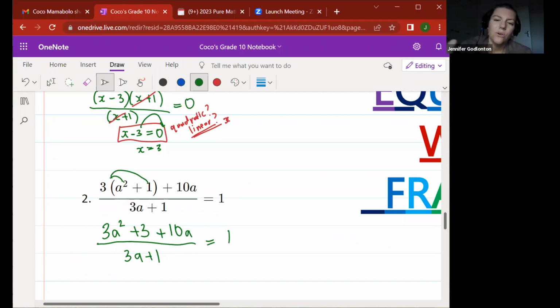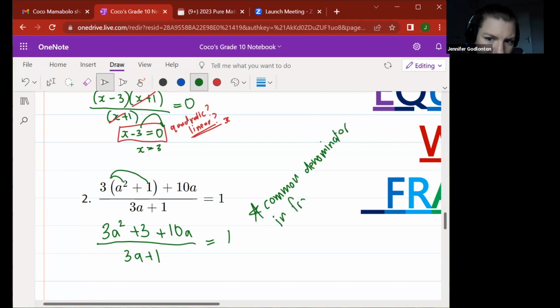The cool thing with fraction equations is if we have a common denominator, we are allowed to drop the denominator. So let's just write that down. If we have a common denominator, but only in fraction equations, not in normal fraction expressions. So in fraction equations, if we have a common denominator, then we can drop the denominator.